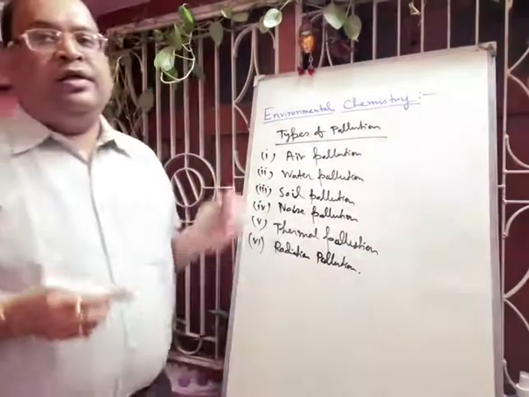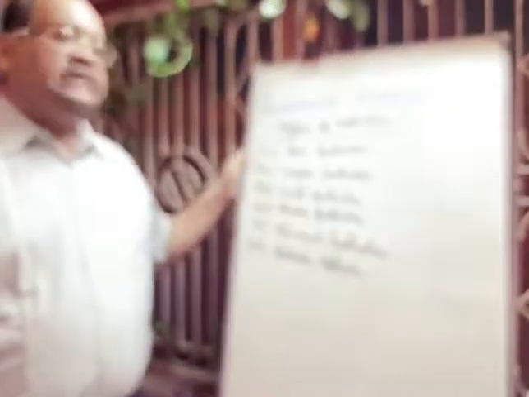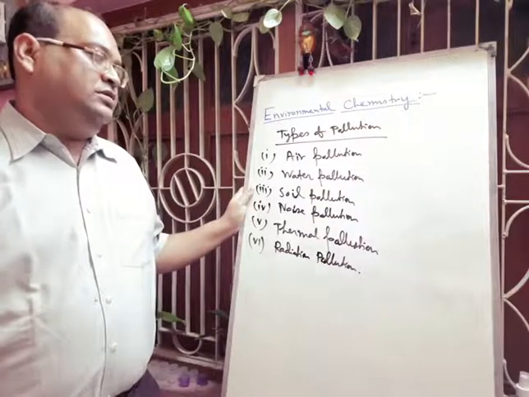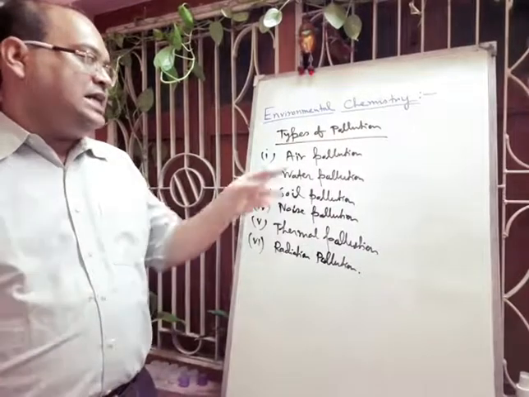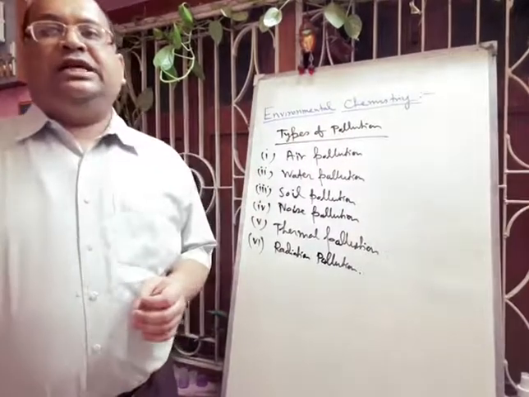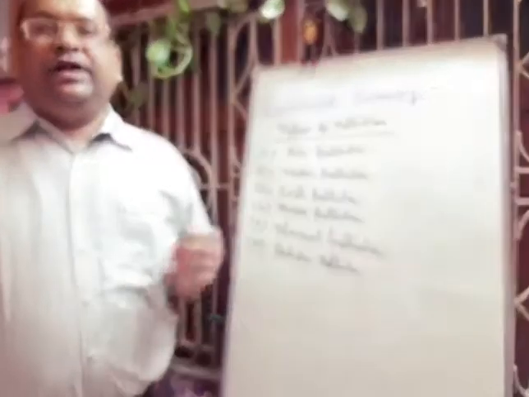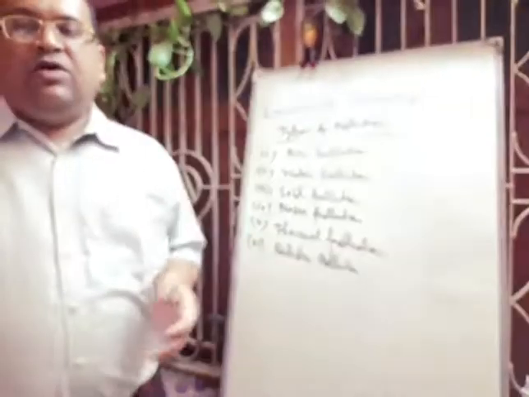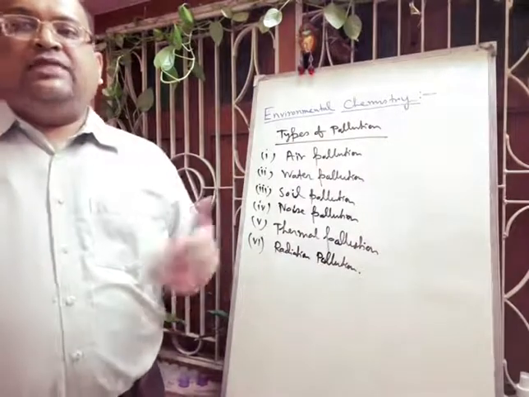Okay. But in our syllabus, only the first three, that is air pollution, water pollution, and soil pollution, are included. So we have to read these thoroughly. First we will discuss air pollution. Air pollution is defined as the addition of undesirable material into the atmosphere, either due to natural phenomena or due to some human activities on earth, causing harm to humans and other animals, vegetation and materials.